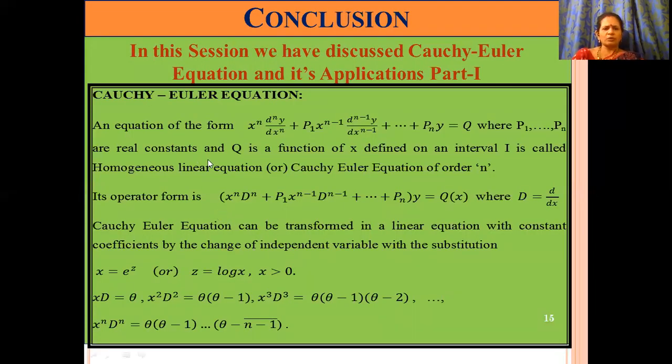With this, I'm going to conclude this session. In this session, we have discussed the Cauchy Euler equation and its applications, part 1. These are the Cauchy Euler equation forms. Substitute in the given differential equation and we will get the auxiliary equation. Thank you. With this, I'm going to close this session.